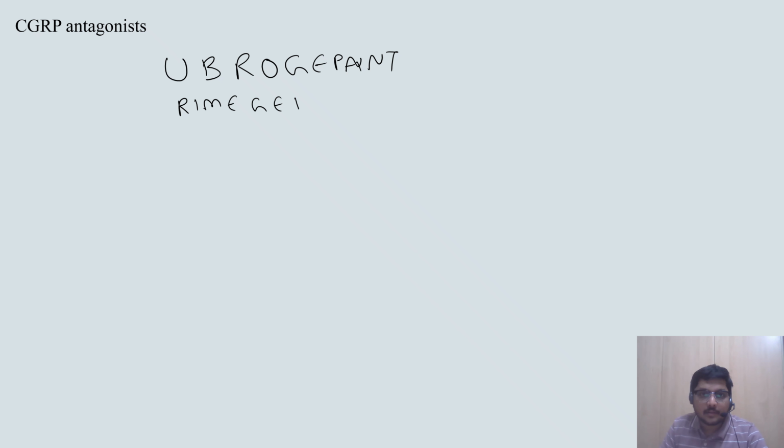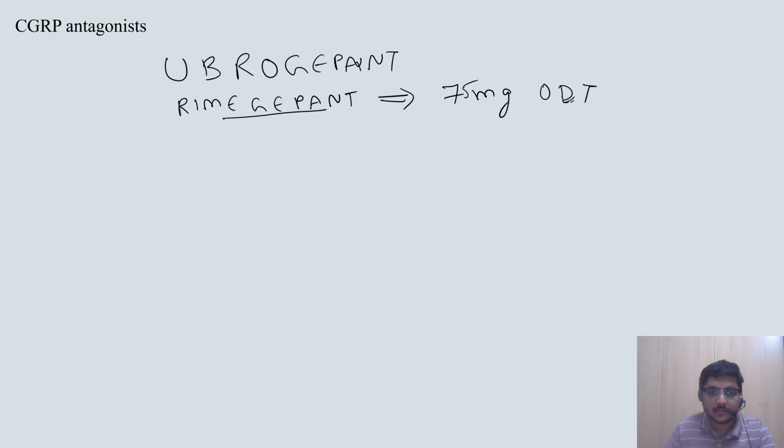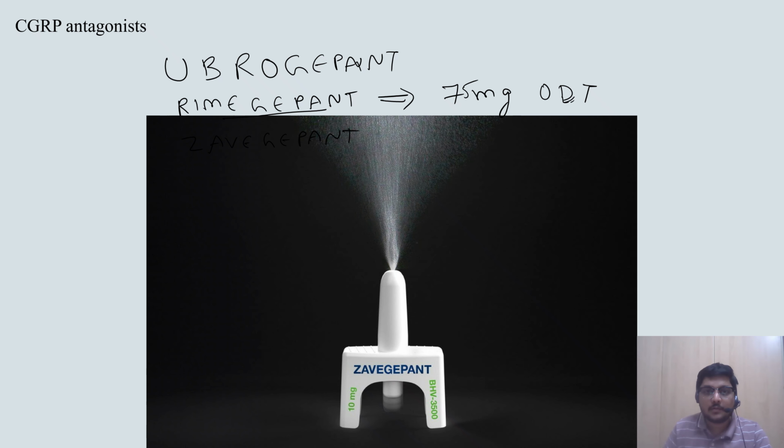And what are CGRP antagonists? There are three CGRP antagonists in the market. First one is ubrogepant, and the second one is rimegepant, which is becoming highly popular nowadays because it was recently approved by CDSCO around March 2025. This rimegepant is available in the market as 75 mg orally dissolving tablets. And one more drug is zavegepant. It is available as a nasal spray. This is how zavegepant looks, a nasal spray.